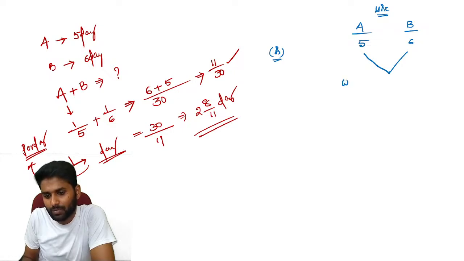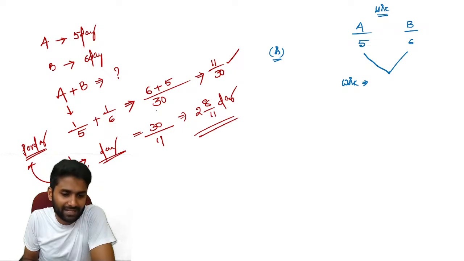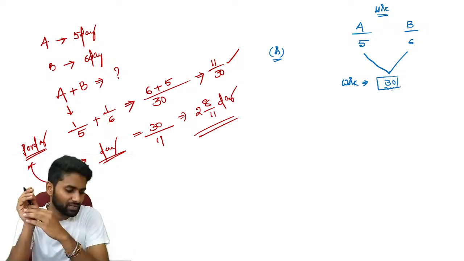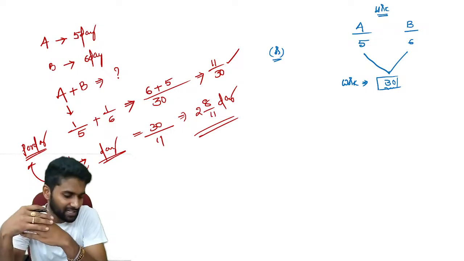Guys, now for the calculation, if you go through the previous step, we are taking the LCM concept. Now take the common multiple of 6 and 5. So total work is equal to 30 units. Let us assume that total work is 30. See, for better calculation, we are using the LCM concept here.